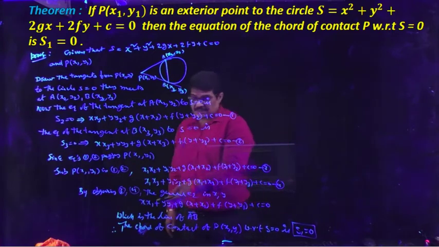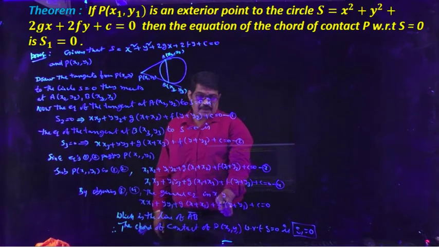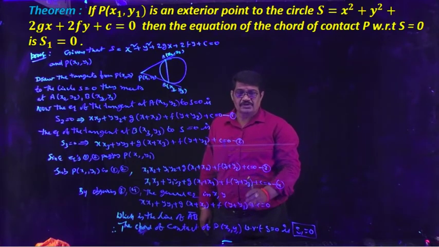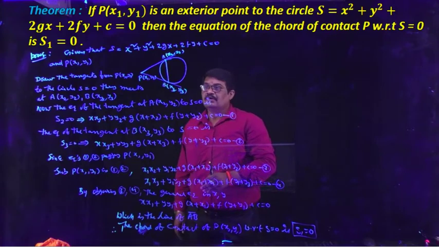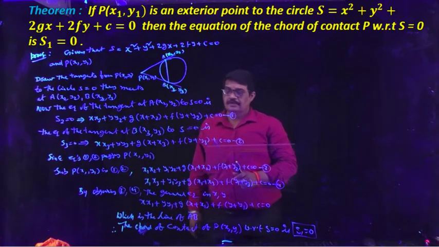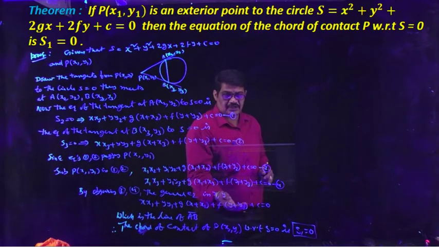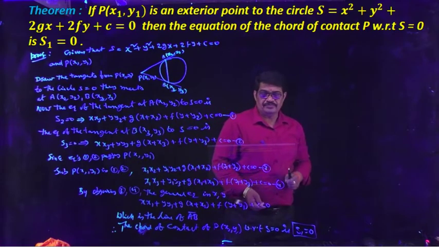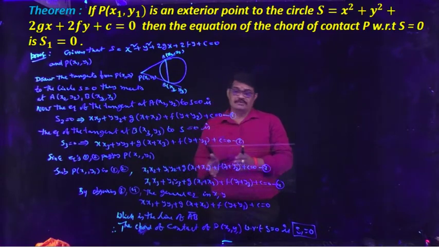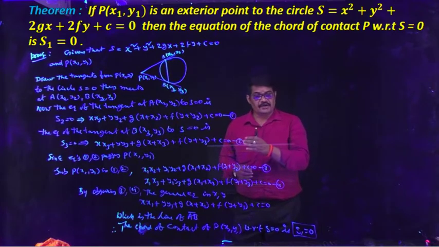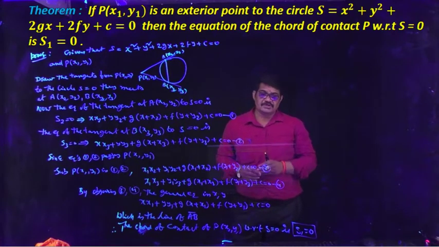What is S1? xx1 + yy1 + g(x + x1) + f(y + y1) + c = 0 represents the equation of the chord of contact AB with respect to the point P(x1, y1). Therefore, the equation of the chord of contact of P with respect to the circle is S1 = 0. So this is the theorem for finding the chord of contact of P(x1, y1) with respect to the circle S = 0.